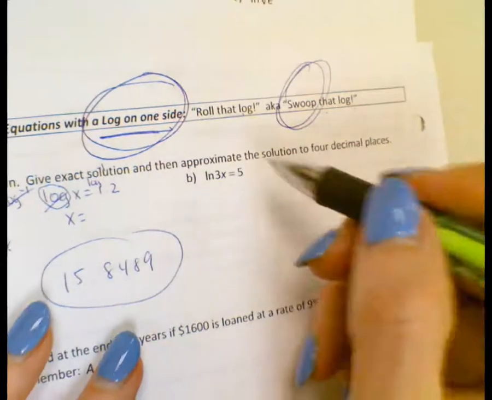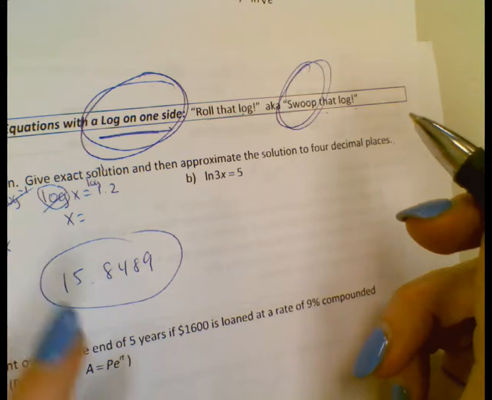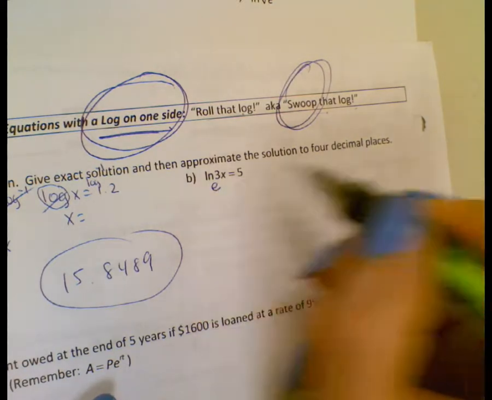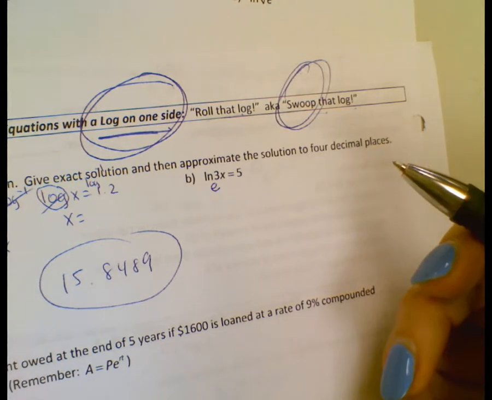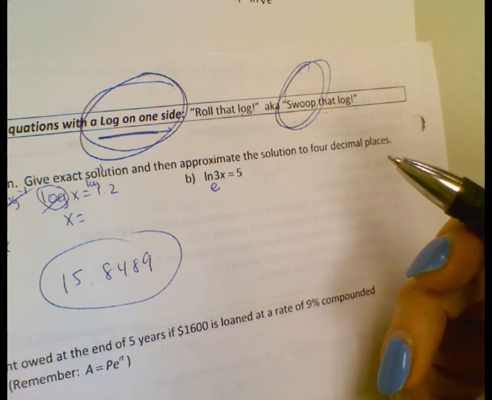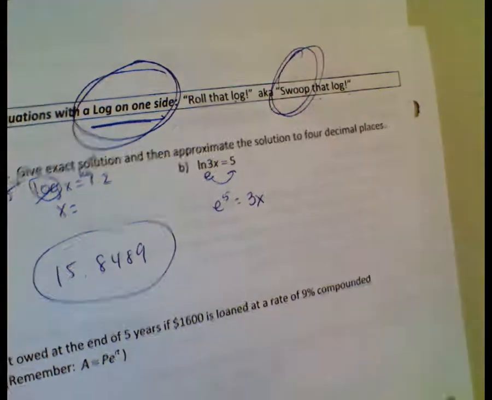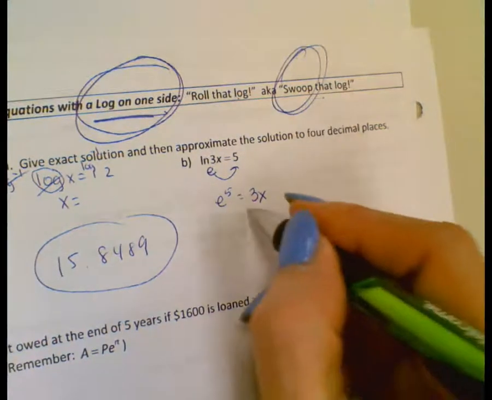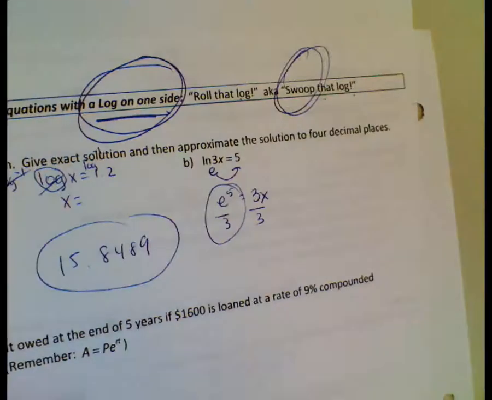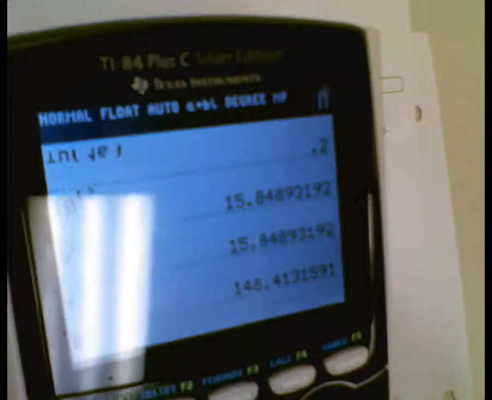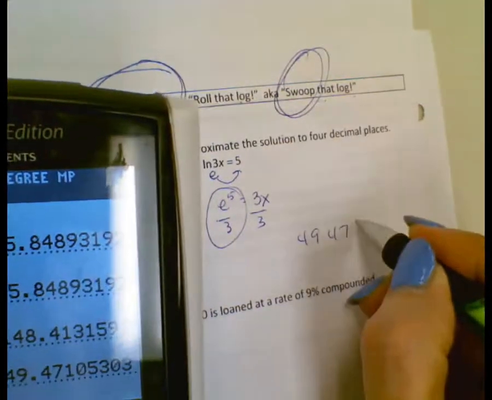So keeping that in mind, let me do the swoop first, and then I'll do it the other way. So let's do swoop. In order to do swoop, we need a base. What's the base of natural log? Hopefully you're saying e. Okay, so e to the 5th is equal to 3x. And then to solve for x, we're going to divide by 3. So punch that in your calculator. e raised to the 5th divided by 3. 49.4711.